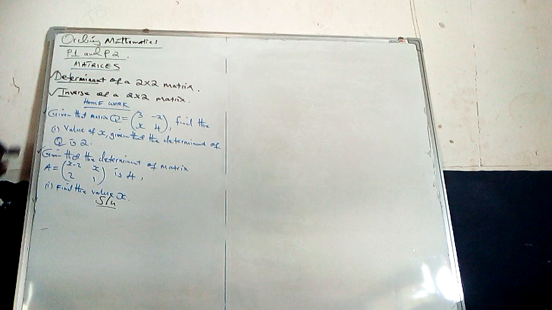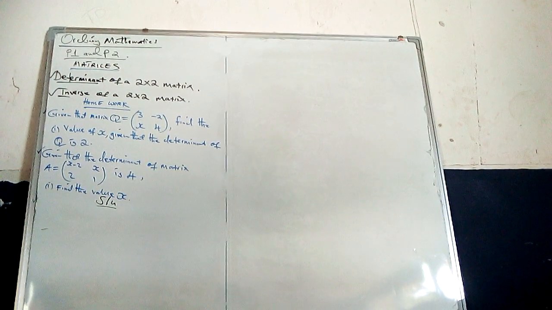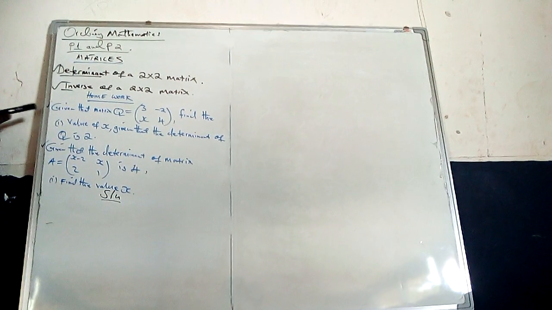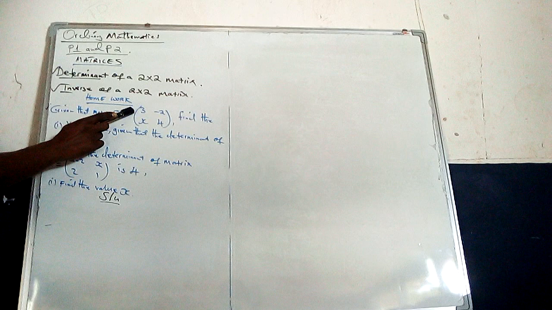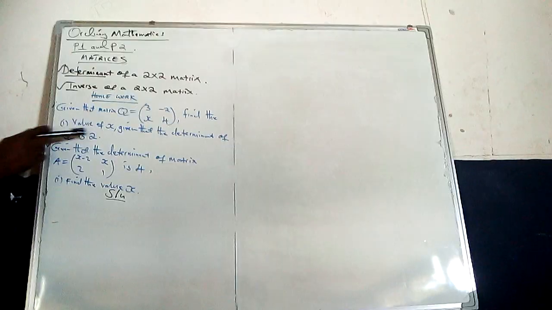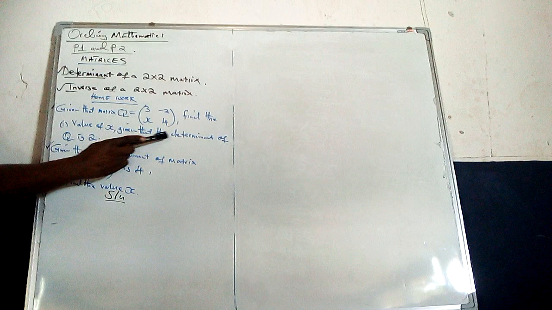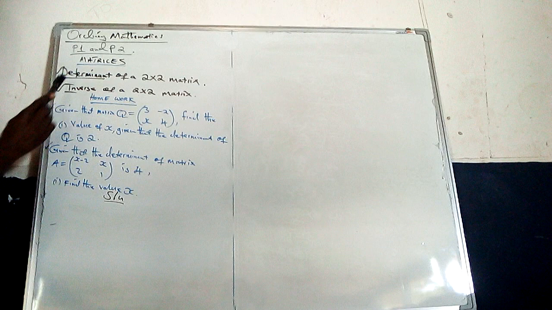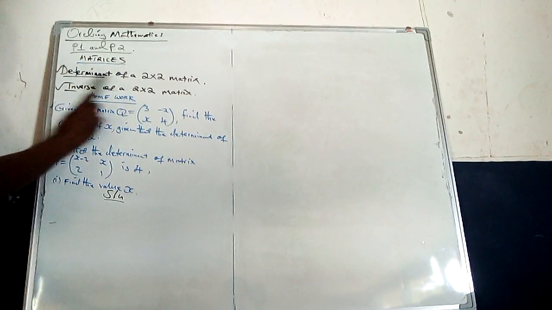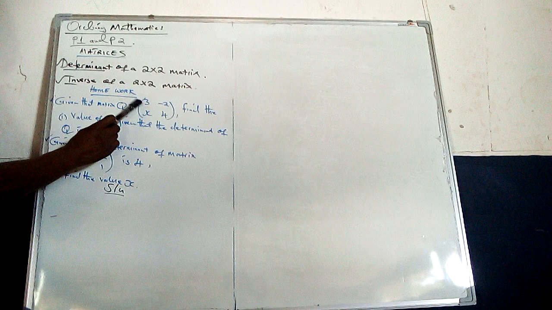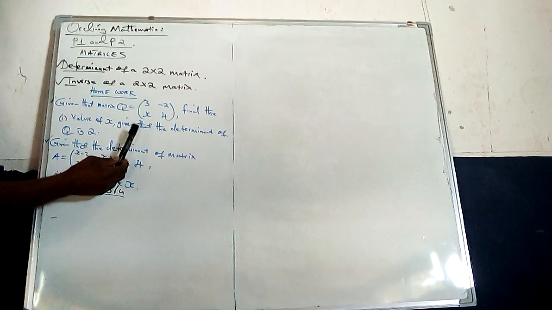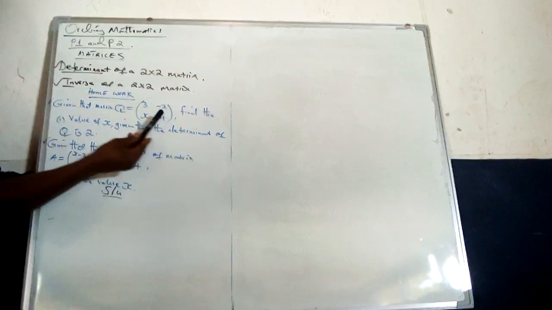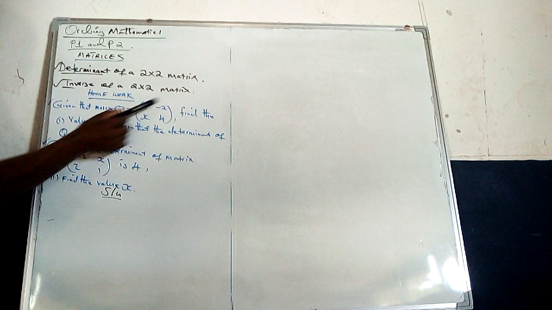Now, I gave you these two questions the other time we met. Today we're going to look at how we can actually answer this particular question. Given the matrix Q, 3 minus 2 x 4, find the value of x given that the determinant of matrix Q is 2. Remember, last time we defined what the determinant is. A determinant of a matrix is basically the difference between the product of the elements in the major diagonal and the product of the elements in the minor diagonal.